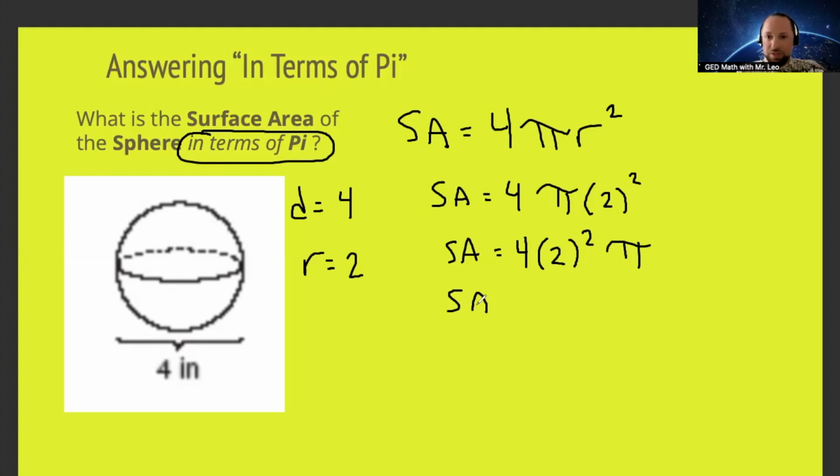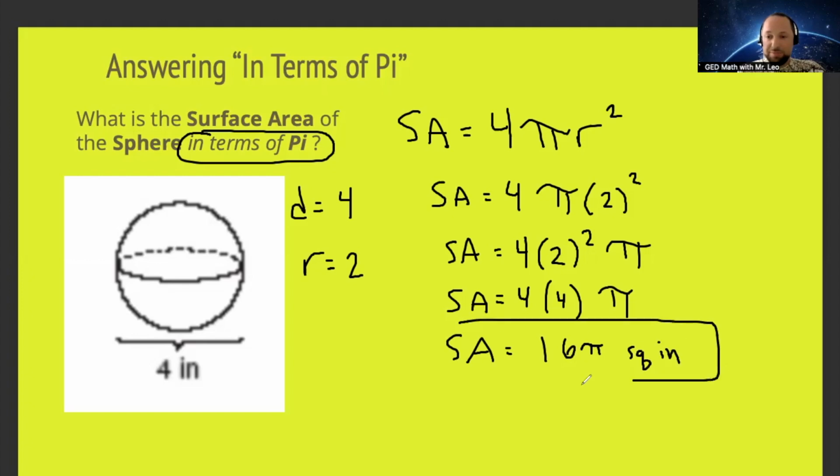All right. 2 to the second power is 2 times 2. That is 4. This is essentially 4 times 4, pi. 4 times 4 is 16. Final answer here is 16 pi. We would still include the units. That is going to be square inches because it's surface area.